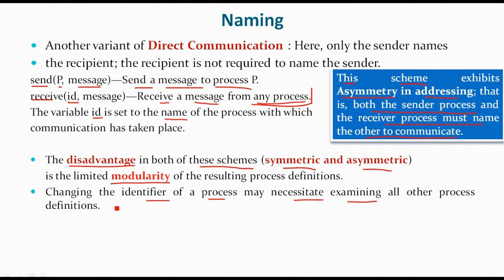So the disadvantages are the limited modularity of the resulting process definition, and also changing the identifiers. So ID means we can write A, we can write B, we can write Q, we can write W, right? So a message can be received from any process. We have not explicitly mentioned a particular process name. Hence, it is asymmetric in addressing.